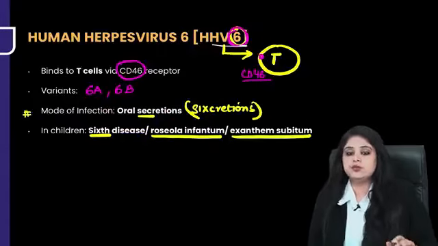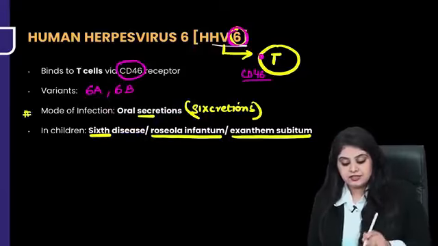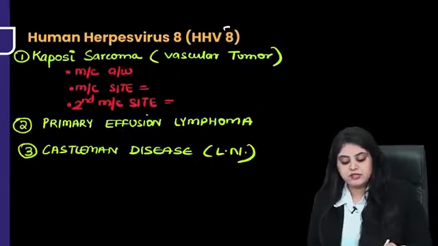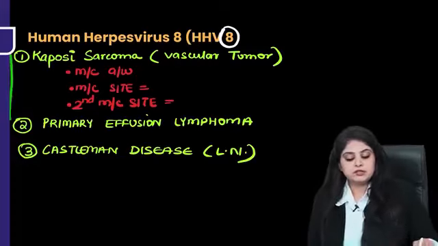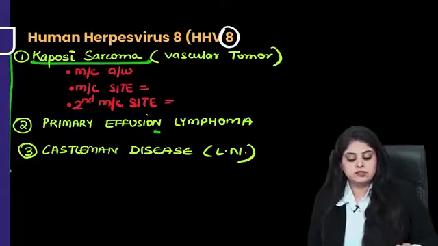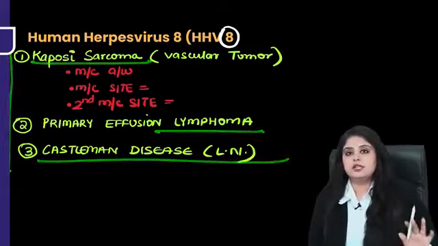7 also tends to show you very, very similar features, so I won't be teaching you anything in detail. Last thing that I have to teach you is human herpes virus 8, and what do we have in it? Human herpes virus 8 causes 3 diseases. One is a sarcoma, one is a lymphoma, one is a non-cancerous thing.